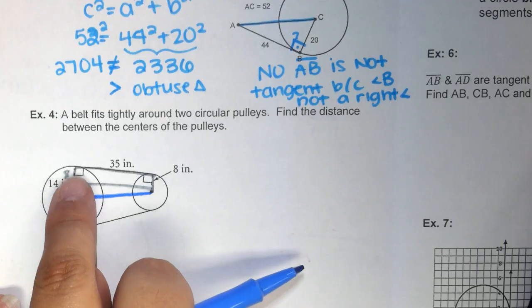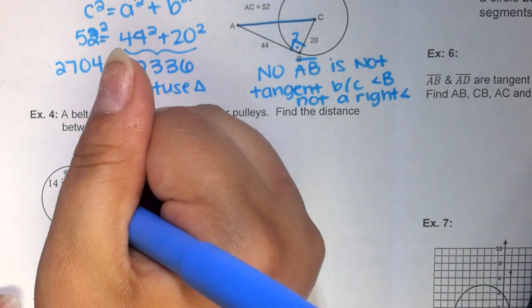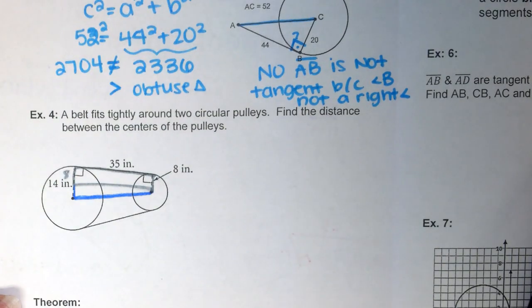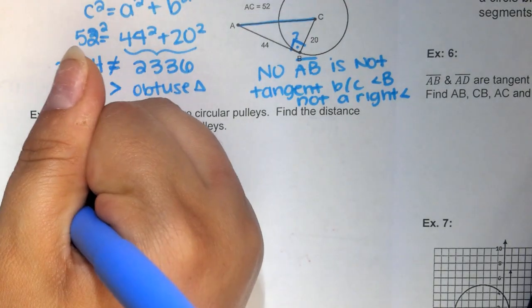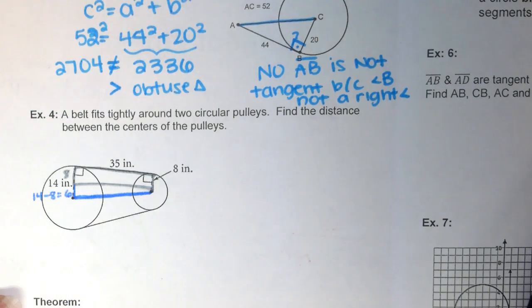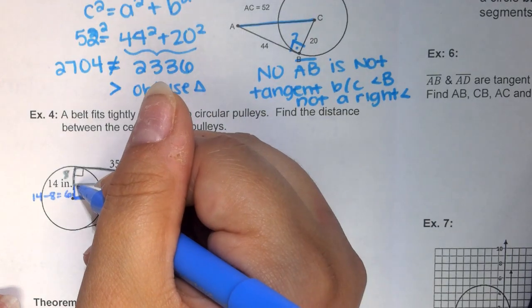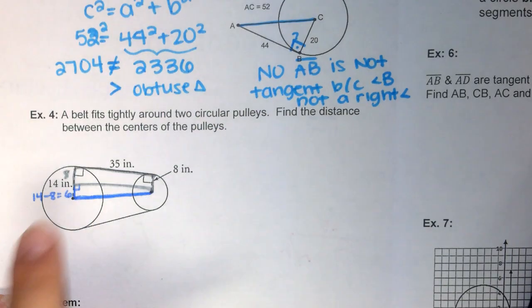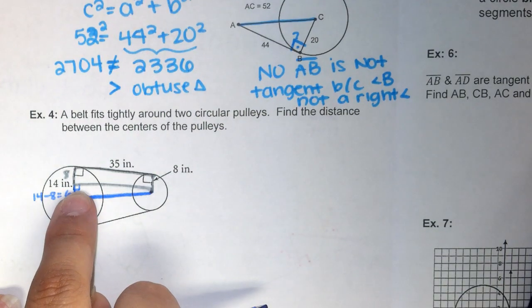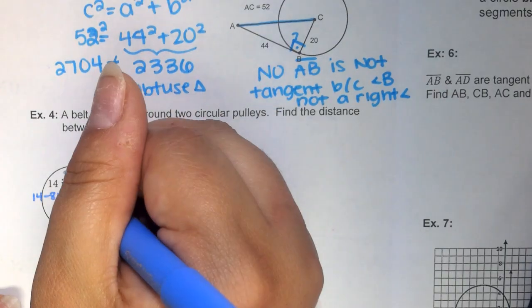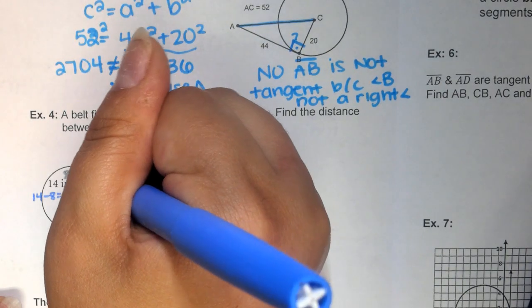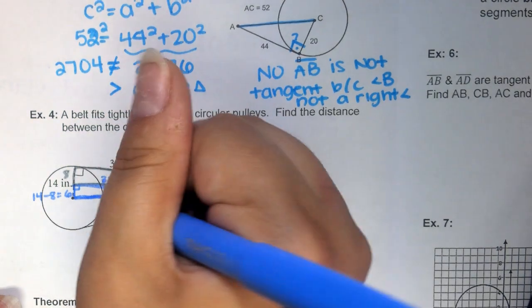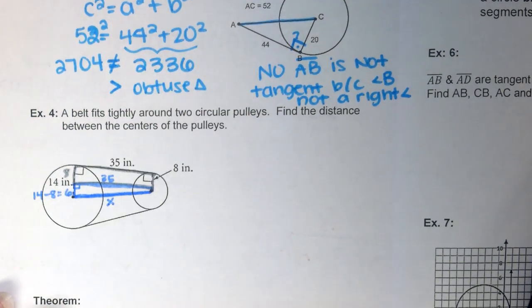So I have a rectangle that is gray right here. What is this right here? Why 6? 14 minus 8. Do y'all agree that is 6? What is this right here? A 90 degree angle. Do y'all agree? And then what about right here? What is this? Do y'all agree that's 35 like above? How can I find the distance between the pulleys?